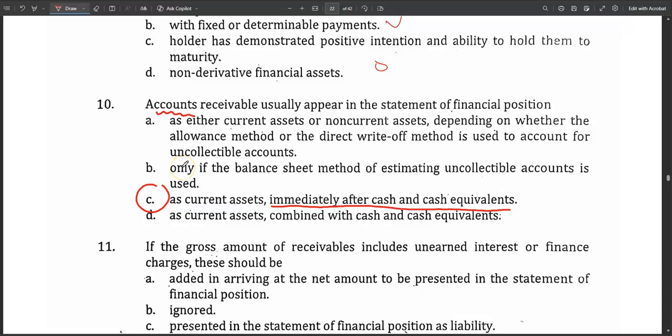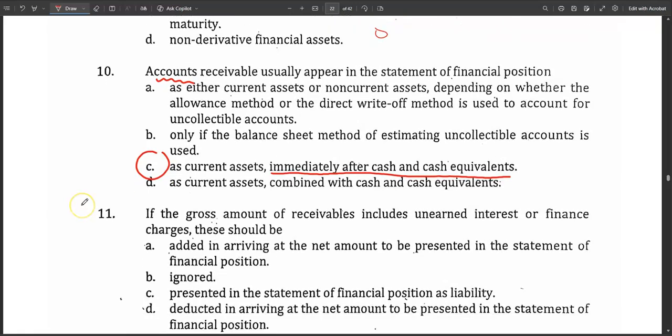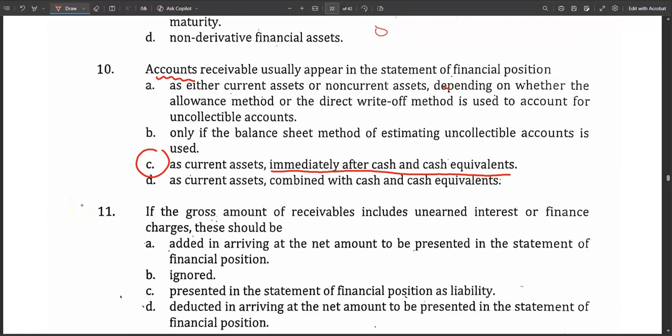And by the way, there are some presentations where the arrangement of the assets goes from non-current to current. So that would appear as it depends upon the description of the entity. Letter A, as either current assets depending whether the allowance method or direct method, it's irrelevant. Doesn't make sense, it's not related to that. Only if the balance sheet method of estimating uncollectible accounts is used.